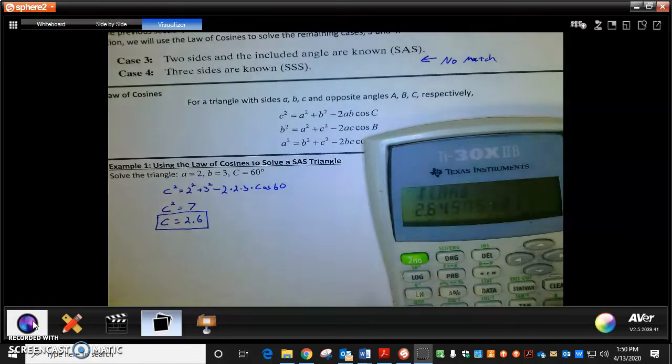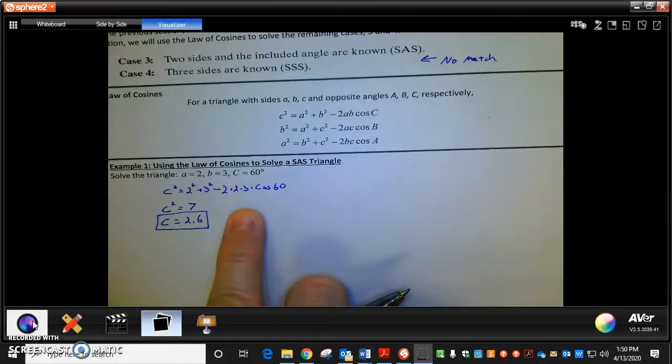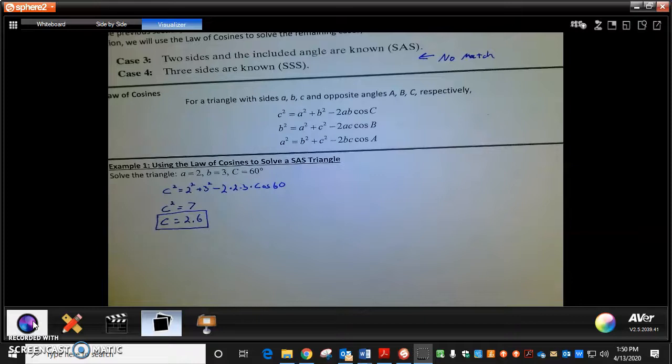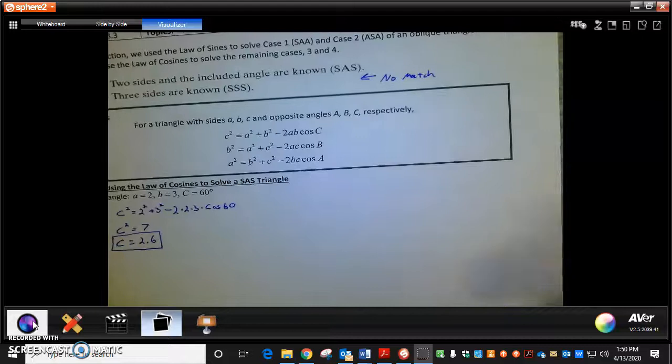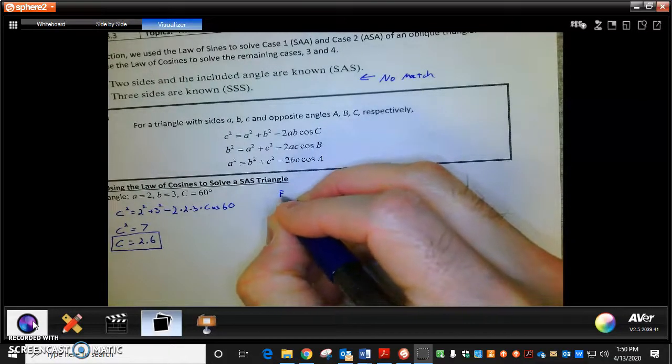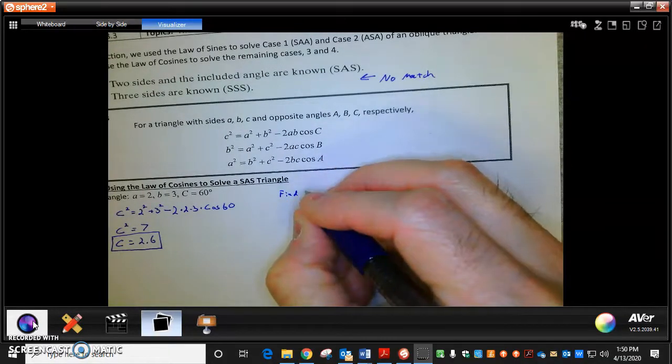All right, now what else do I not know? I don't know big B or big A. I don't know those two angles. So we just need to pick one to find. Okay, and it does not matter. I am going to find big B.